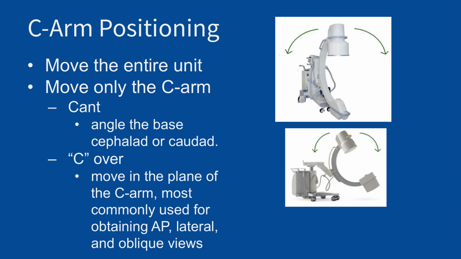As for C-arm positioning, there are two ways you can move the C-arm, and that is important when you're communicating with a radiology tech that may be helping you with the exam. You can either move the entire unit or you can only move the C-arm. You can do something that's called cant, which is to angle the base cephalad or caudad, and then you can see over, which is moving in plane of the C-arm, which you need to do when you want to acquire lateral or oblique views.